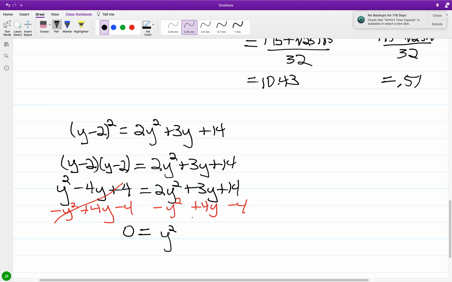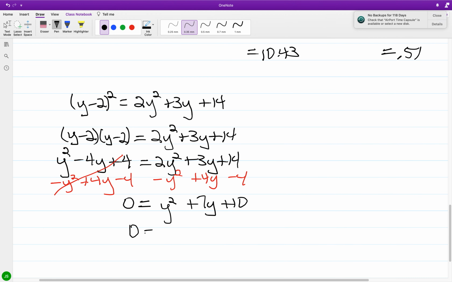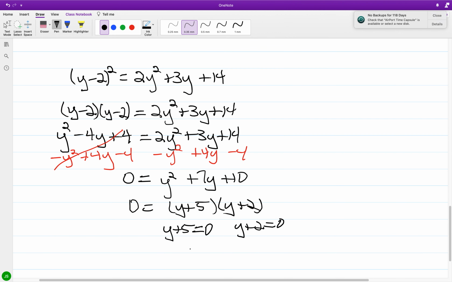And we have 3y and 4y will make 7y, and 14 minus 4 becomes 10. And so upon factoring, we're going to have the quantity of y plus 5 times that of y plus 2. Upon setting what we have here equal to 0, we have y plus 5 is equal to 0 and y plus 2 is equal to 0. With our two solutions, we have that y is equal to negative 5 and that y is equal to negative 2.